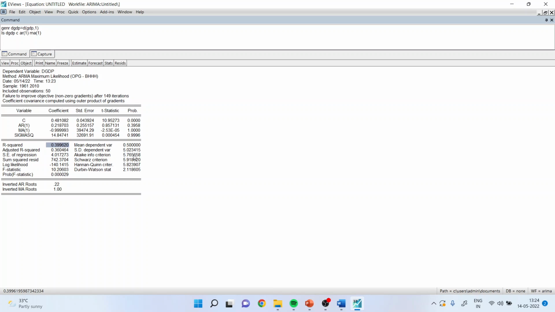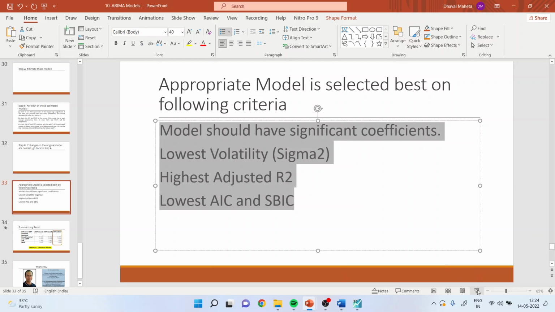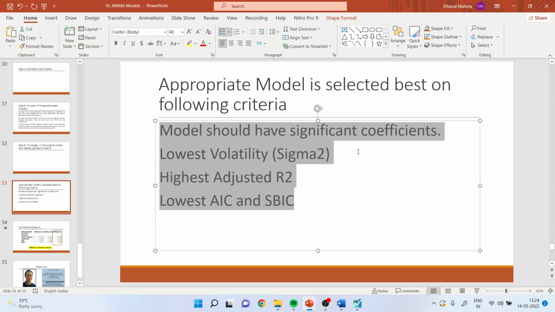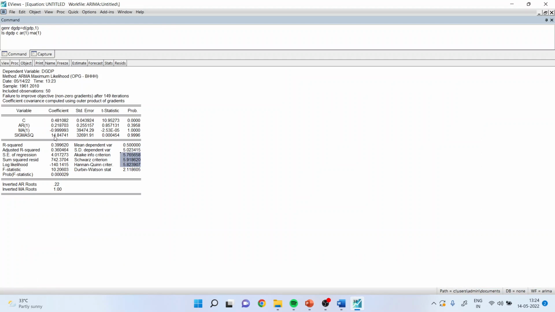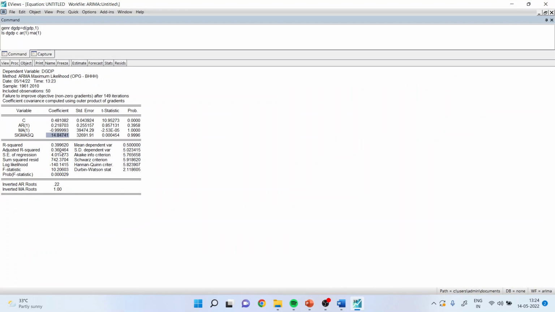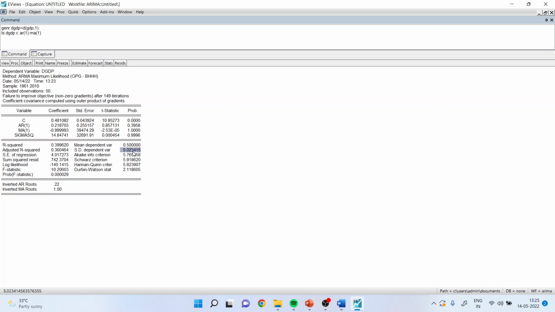And then there are the Akaike information criterion, Schwarz criterion, and Hannan-Quinn criterion. They are all related to which is the best model. Which are the factors which we consider to evaluate the model? The model should have significant coefficients, that is, individually significant coefficients. The volatility should be less, that is, the sigma square generated here should be lowest. The adjusted R square should be highest, and AIC and SBIC, that is, Akaike information criterion and Schwarz criterion, should be lowest.